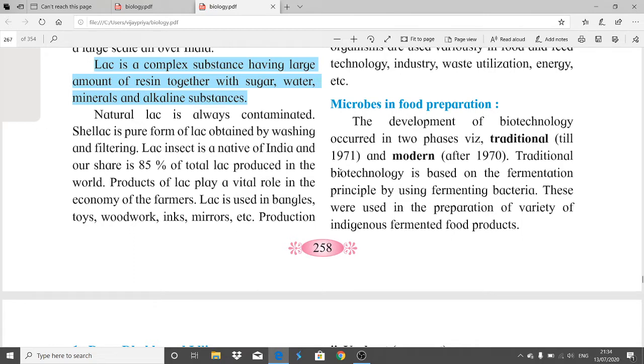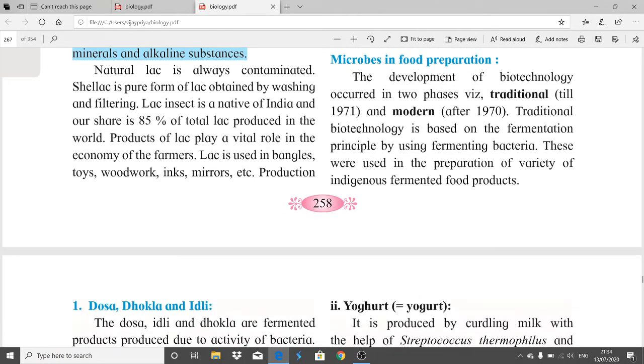Okay, so the development of biotechnology occurred in two phases, that is traditional and modern. The traditional biotechnology is based on the fermentation principle using fermenting bacteria. Traditional, till 1971, whatever fermentation techniques were used, that part is called the traditional part. That was the old method where the principle was using fermenting bacteria. So bacterial cells were used to ferment the substrate, for the process of fermentation.